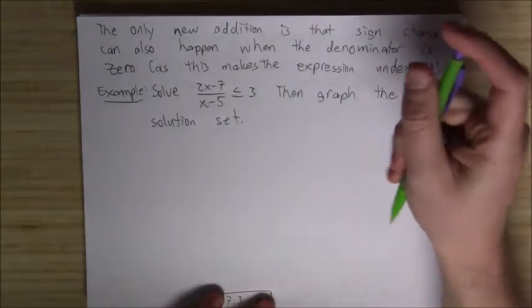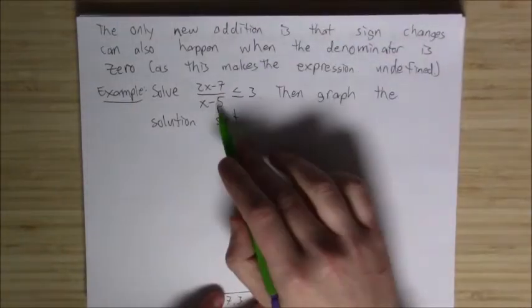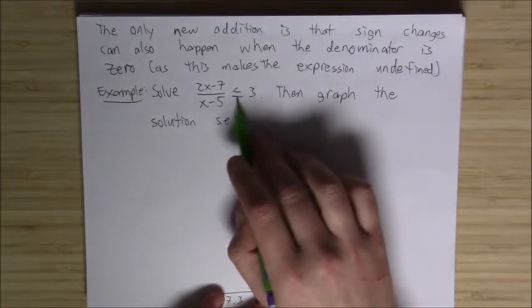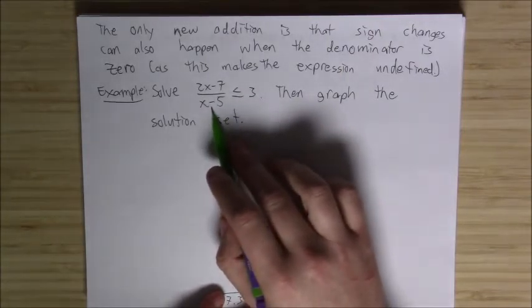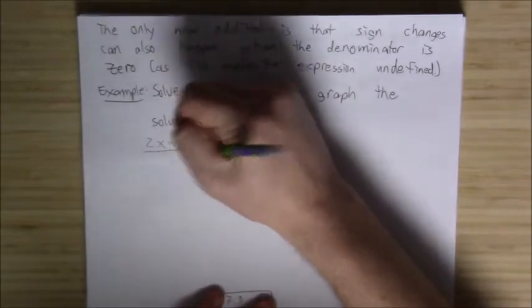The first thing to be warned about: you cannot multiply both sides by x minus 5, because you know that multiplying by a negative flips the sign, multiplying by a positive leaves the sign alone, but here you don't know which one this is. So instead what you need to do is bring the 3 to the other side and get a common denominator and put everything together.